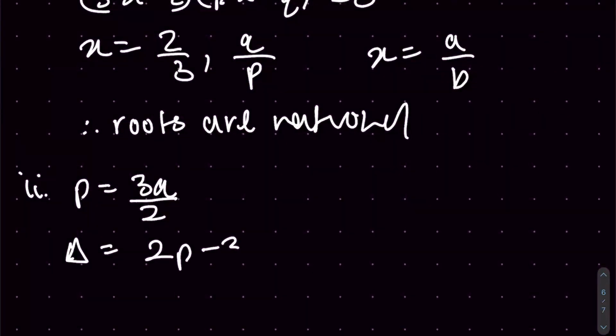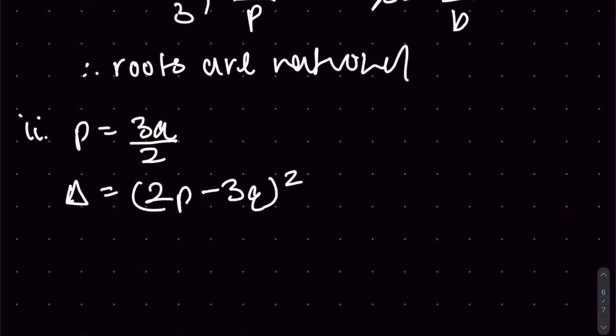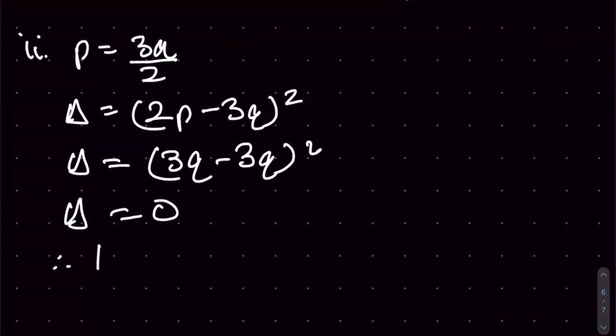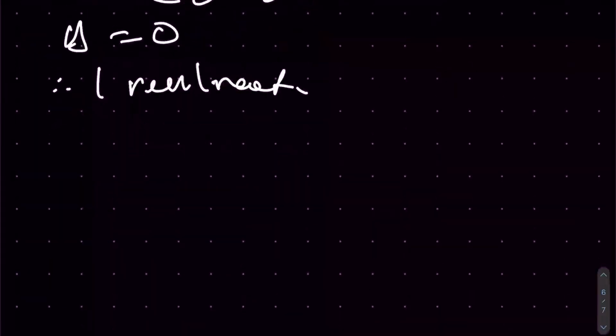Discriminant equals (2p minus 3q) whole squared. Now, plugging in this value for p, we will get discriminant equals (3q minus 3q) whole squared, meaning the discriminant is equal to 0, and if our discriminant is equal to 0, meaning we have one real root. And that is part (ii) done.